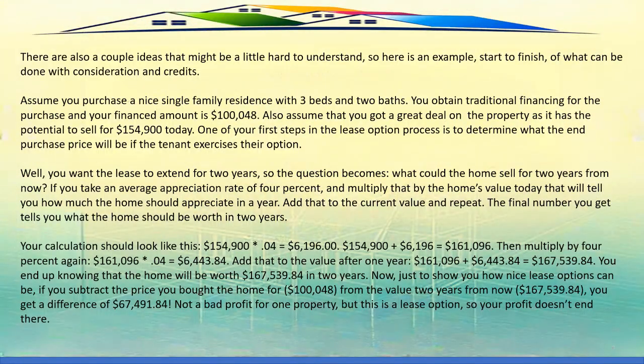There are also a couple ideas that might be a little hard to understand, so here is an example, start to finish, of what can be done with consideration and credits. Assume you purchase a nice single-family residence with 3 beds and 2 baths. You obtain traditional financing for the purchase and your financed amount is $100,048. Also assume that you got a great deal on the property as it has the potential to sell for $154,900 today. One of your first steps in the lease option process is to determine what the end purchase price will be if the tenant exercises their option.